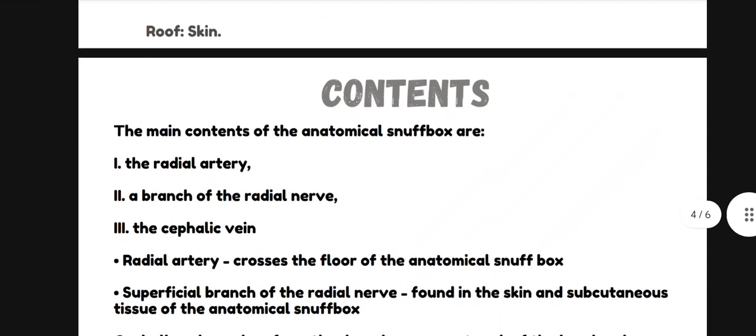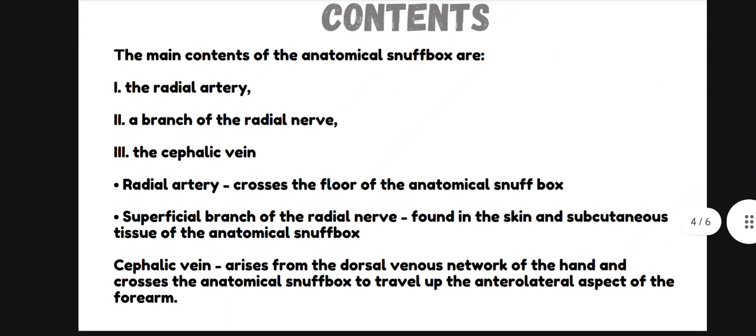Now the contents of the snuff box or anatomical snuff box. There are three main contents of an anatomical snuff box. These are the radial artery, a branch of the radial nerve, that is specifically superficial branch of the radial nerve, and the cephalic vein. So what is radial artery? In case of this snuff box, this crosses the floor of the anatomical snuff box, because the radial artery passes through a deep layer of the anatomical snuff box.